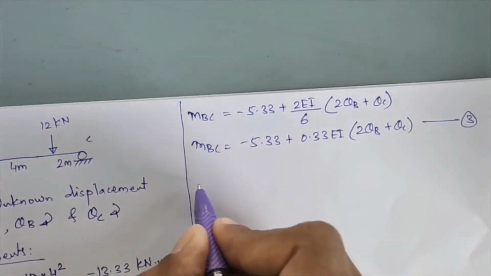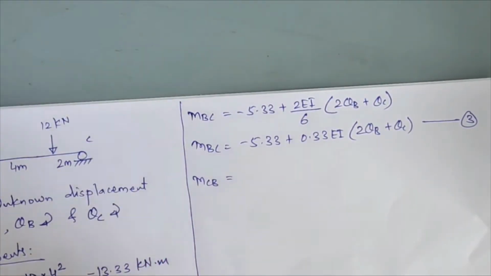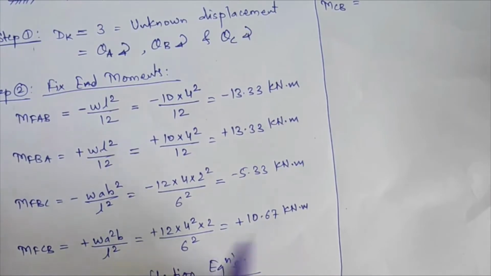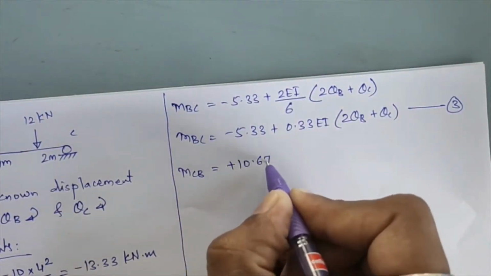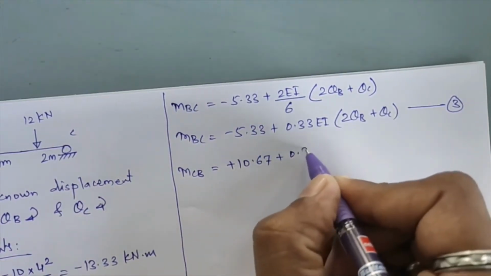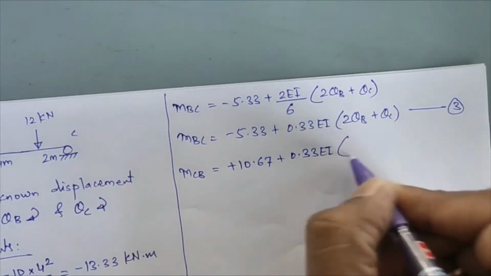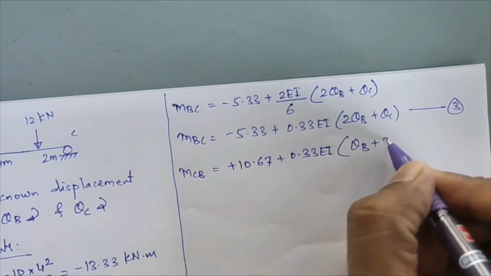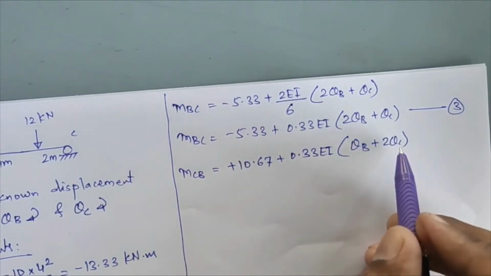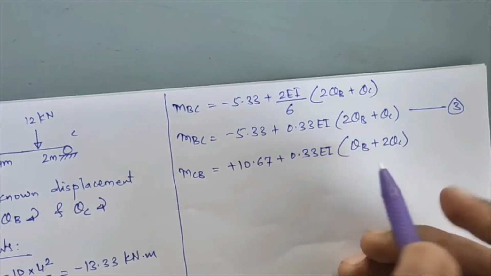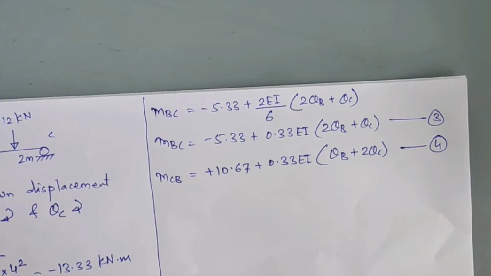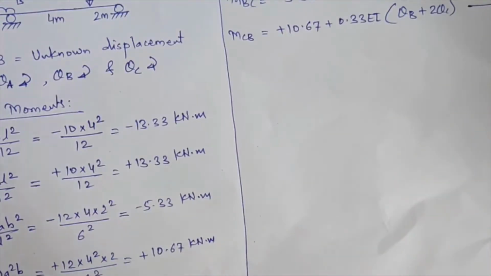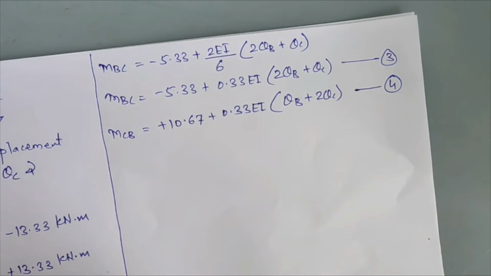Okay. And the last joint, that is MCB, will be our last member. So MFCB, that I have got equal to plus 10.67, plus 2EI upon L, that I'll get as 0.33 times EI, into bracket theta B plus 2 times theta C. Here the near end will be C and the far end will be joint B. Okay. So this I get as my equation number 4. So these 4 equations will be our final slope deflection equations.